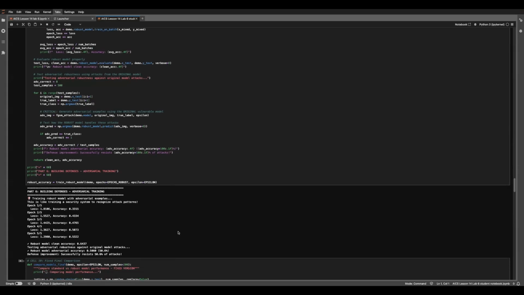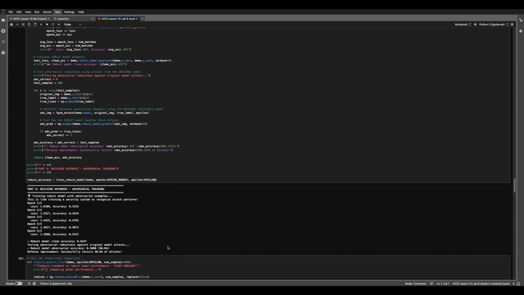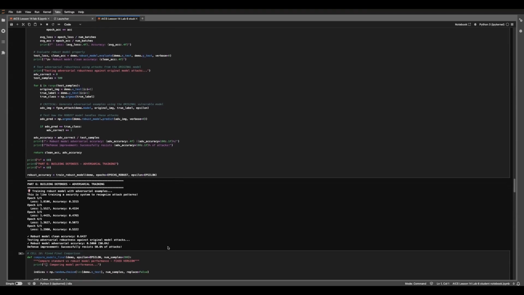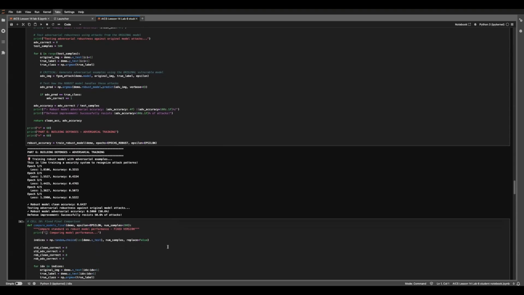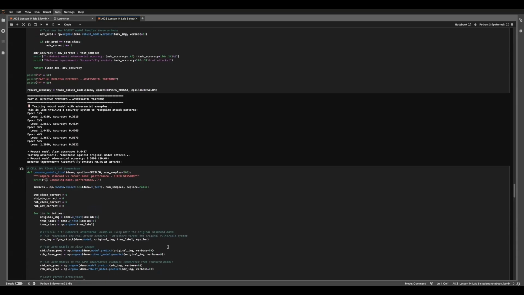So what we're looking at here is, again, our robust model clean accuracy, so non-adversarial images, is a little bit lower. I think up there it was like 76%, now it's 64%, so it's less, but the adversarial accuracy is 50% as opposed to like 1%. So this is where we stop those attacks by training this adversarial model.